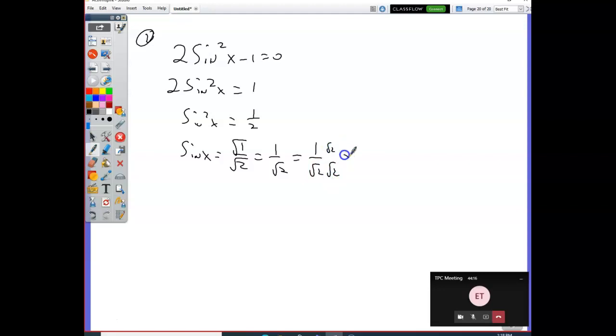Square root of 2 over 2, and I get root 2 over 2, and that is one of the ones I know. 45 degrees. And I still marked off points for that.